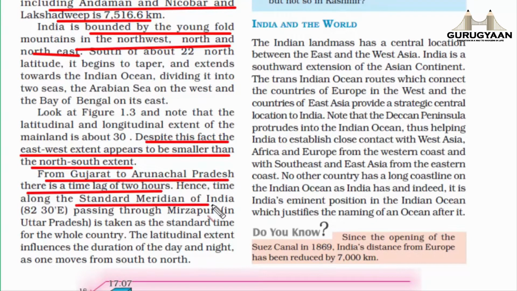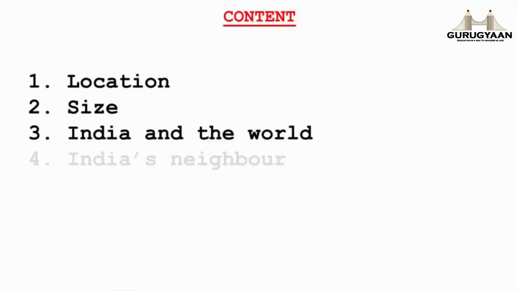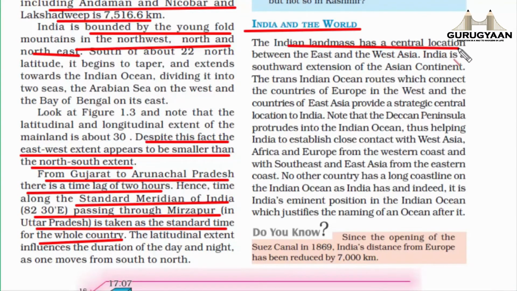Since we cannot afford to have two different timings, therefore we adopted Standard Meridian of India, which is also called IST, Indian Standard Time. And this is measured with the help of a longitude which passes through Mirzapur in Uttar Pradesh. And the third topic is India and the world. So always remember, India is part of South Asia, not Southeast Asia.